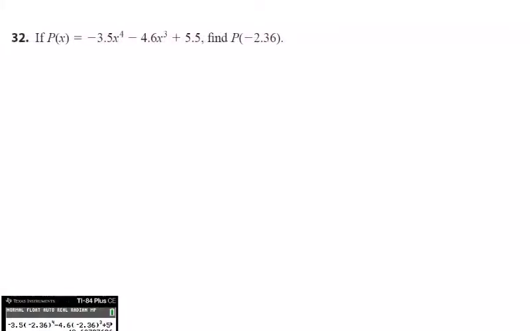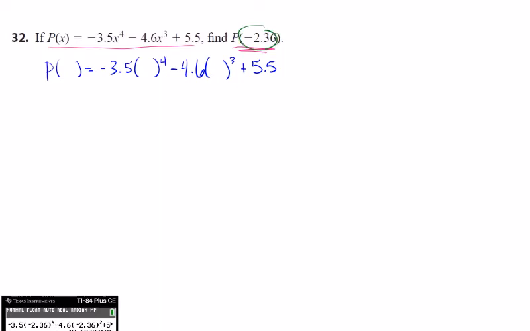All right, one more evaluating example. So here we have a polynomial p of x, and they're asking us to find p of negative 2.36, right? So what I like to do is just rewrite the polynomial, and wherever there was an x before, I'm just going to leave an open set of parentheses. And then what I do is I'll put in the value that is given, right? So p of negative 2.36, so I'll put negative 2.36 in here.